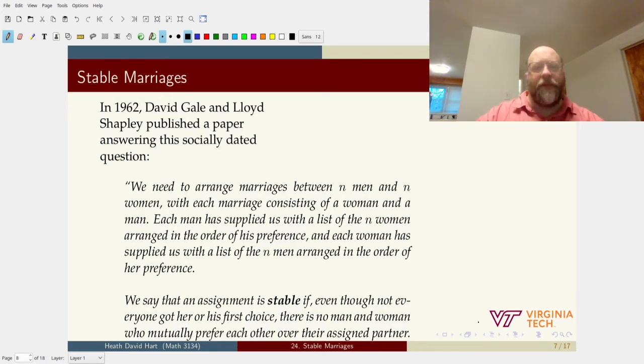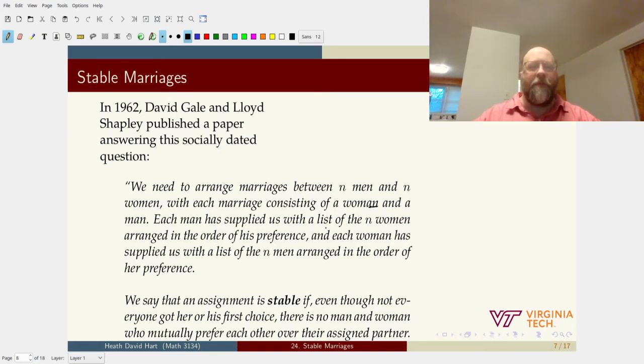So in 1962, David Gale and Lloyd Shapley published this paper, and it looks at this sort of socially dated question. It's sort of awkward to talk about now because of the assumptions that were being made about how people married up in 1962. But the hypothesis is we want to arrange marriages between N men and N women, and every marriage has to consist of one woman and one man.